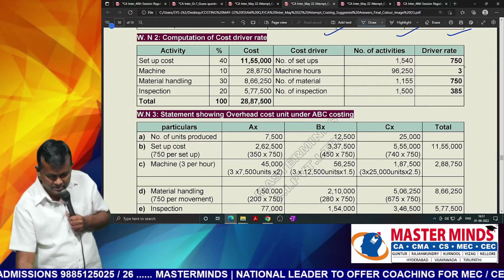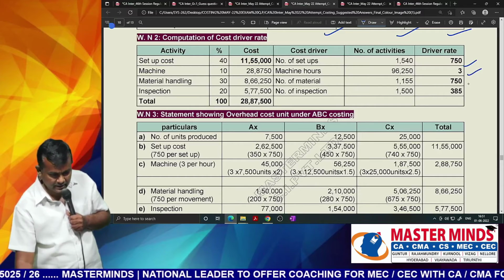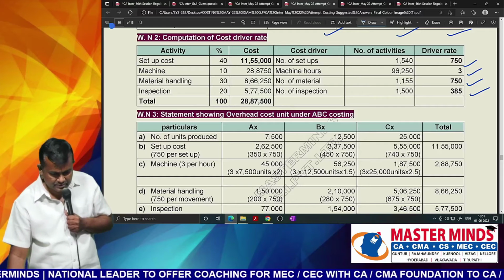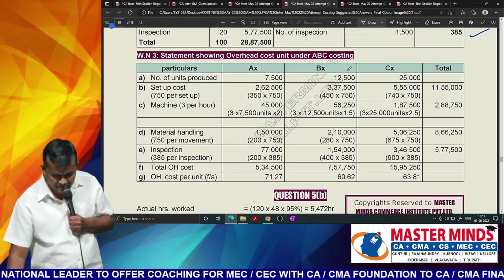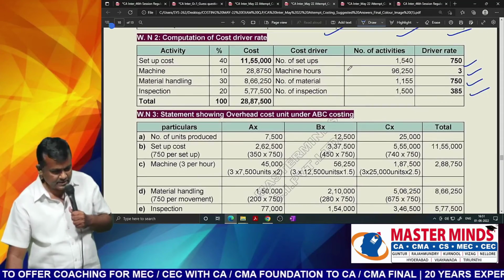Here the driver rates working notes, sir. Setup cost driver rate 750. Machine rate 3. Material handling 750. Inspection 385. So this is the statement showing overhead cost per unit under ABC costing. Okay, so this is the ABC.